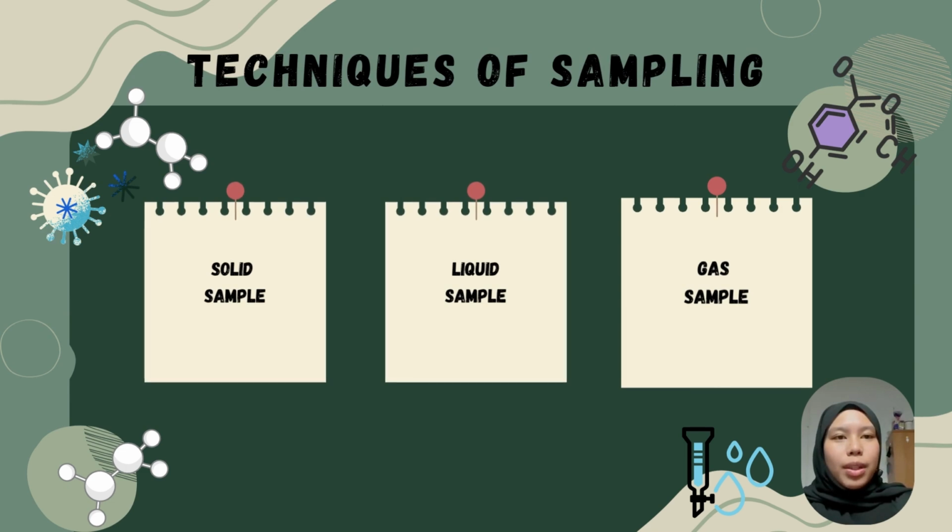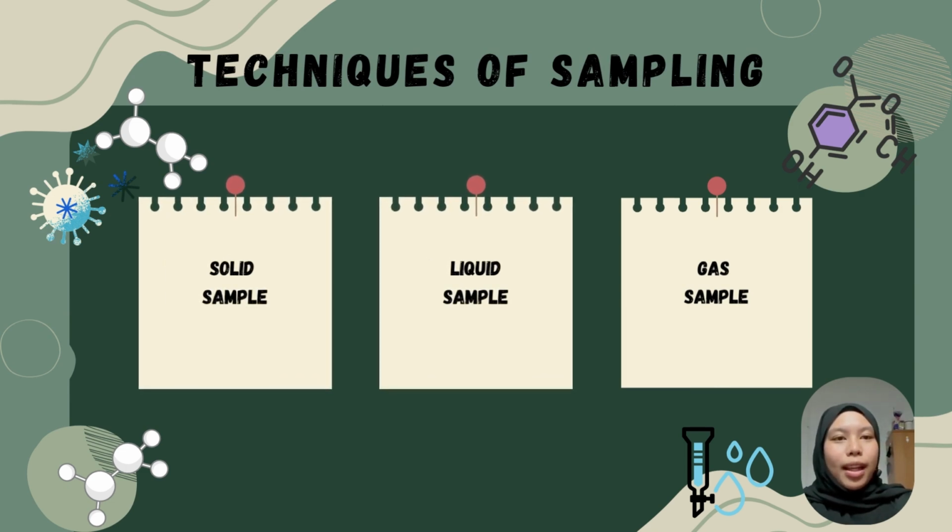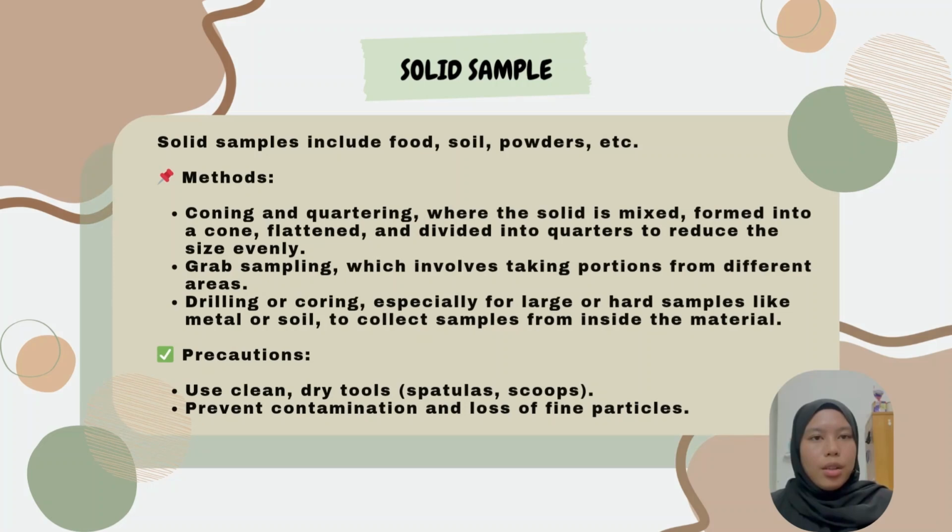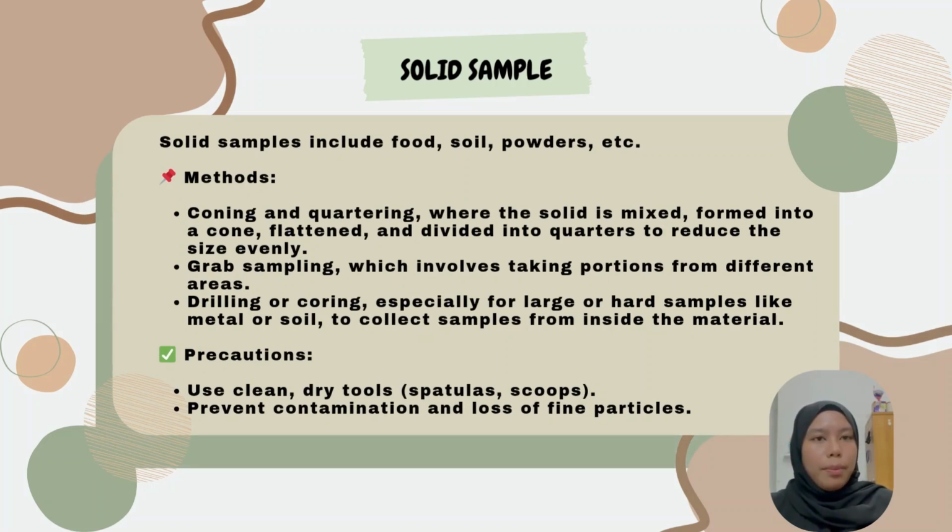Next, I will be explaining the basic sampling techniques that we use in analytical chemistry for solid, liquid, and gas samples, and also the precautions that must be taken for each sampling. I will be explaining the first sampling technique, which is solid sampling.